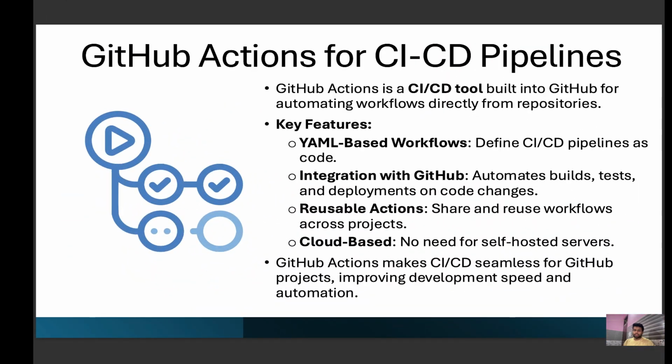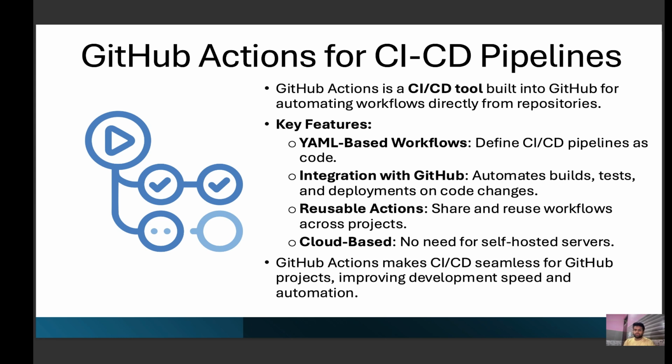Reusable actions: shared and reused workflows across projects. So you can use those actions in multiple projects. You don't need to write the whole action again for another project. If you have some sort of application or infrastructure which is shareable across your different applications and different projects, which is common, then you can use those GitHub Actions and workflows in those projects as well.